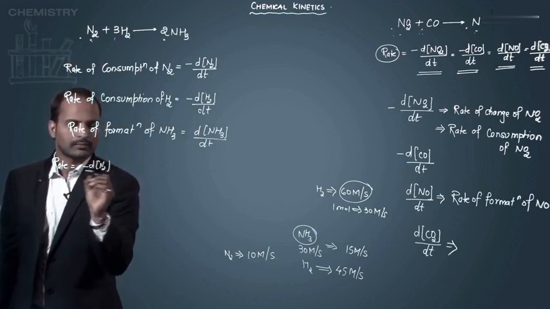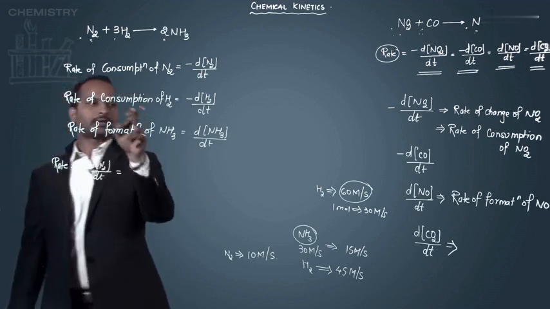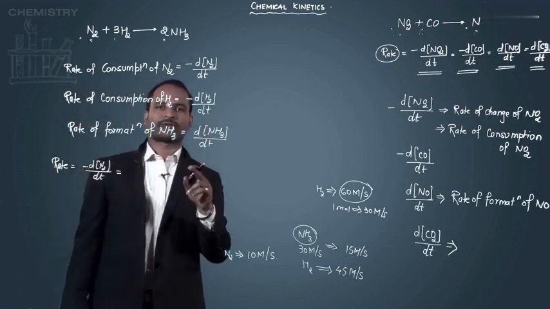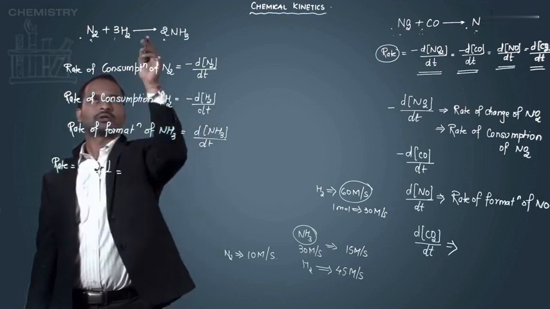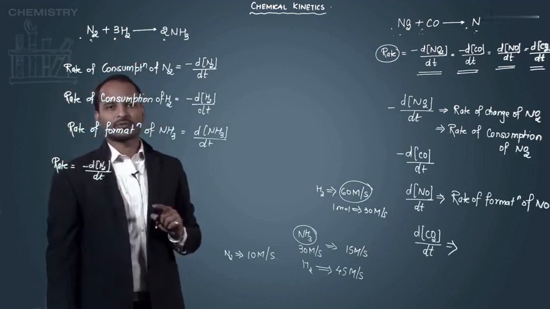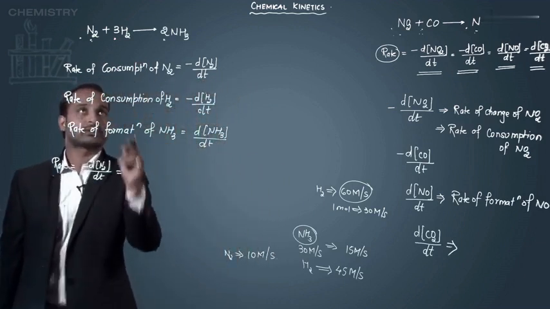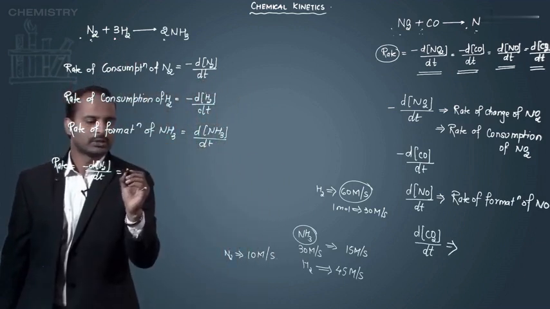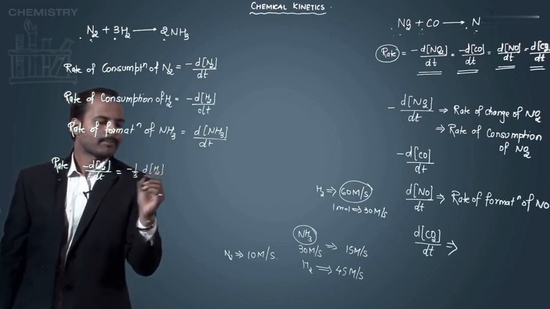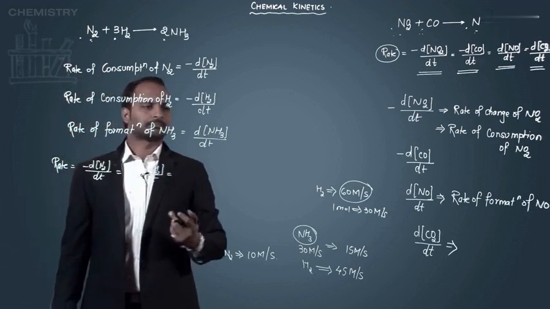For hydrogen, the rate of consumption of hydrogen is minus d[H2]/dt. So here I know the consumption rate for hydrogen, and I want to write the rate of reaction. In the reaction, how many moles of hydrogen? 3 moles. And the rate is equal for 1 mole. So for 1 mole it will be 1/3, because 3 moles of hydrogen are consumed. So minus 1/3 d[H2]/dt.